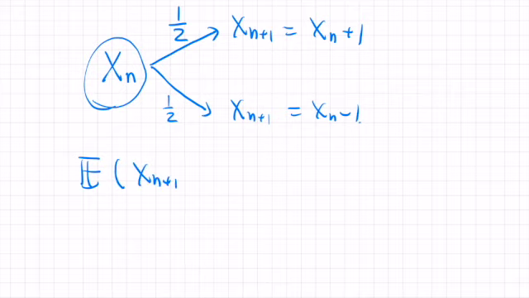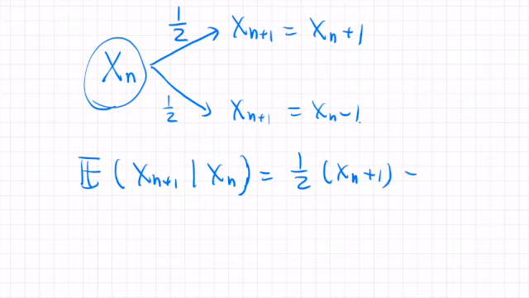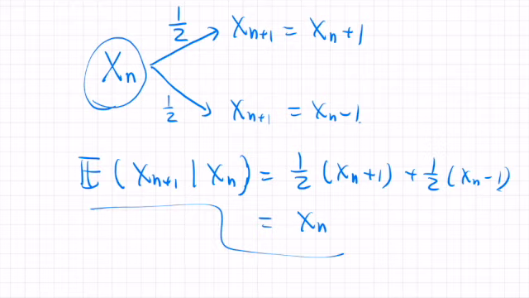So we can show, this is of course a Markov process, that this is equal to 1/2 times xn plus 1 or xn minus 1. So the result is xn. Therefore, it's a martingale.